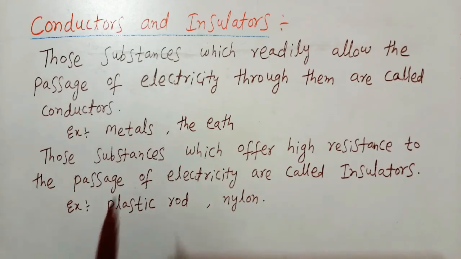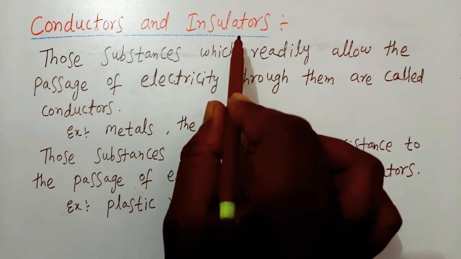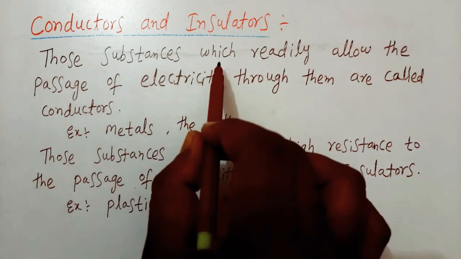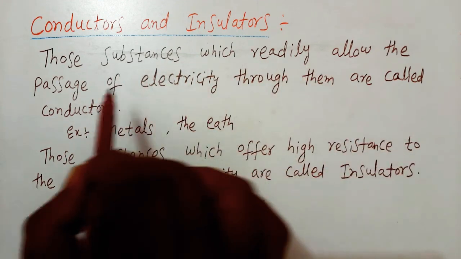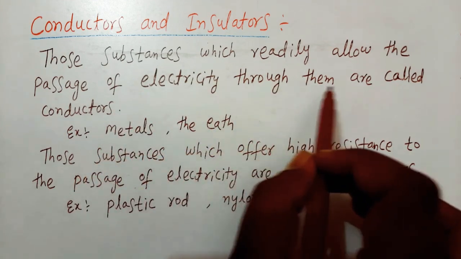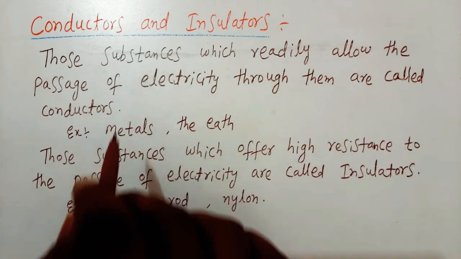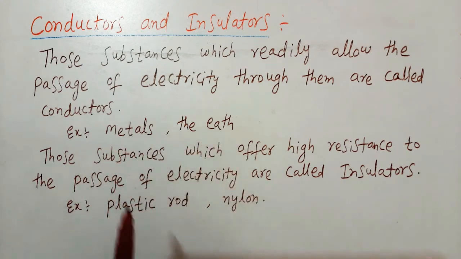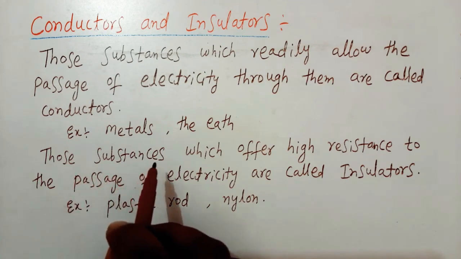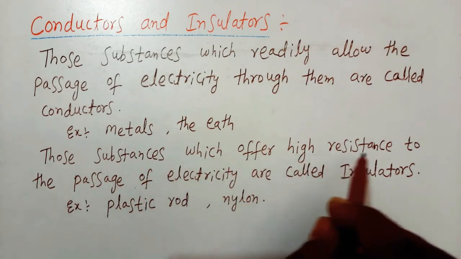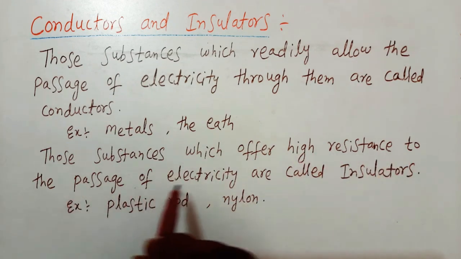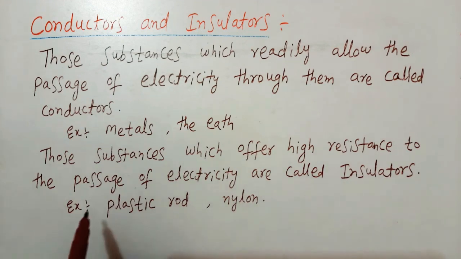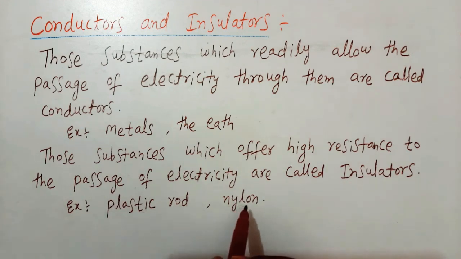Next one is conductors and insulators. Those substances which readily allow the passage of electricity through them are called conductors. Examples are metals, the earth. Those substances which offer high resistance to the passage of electricity are called insulators. Examples are plastic rod, nylon.